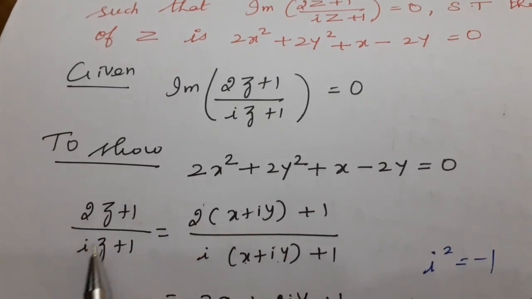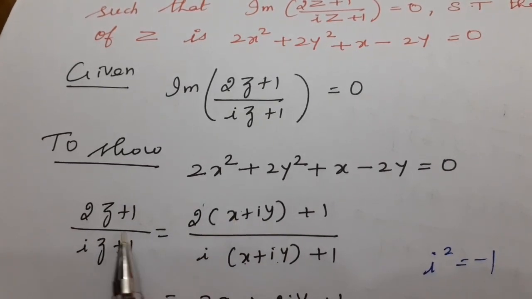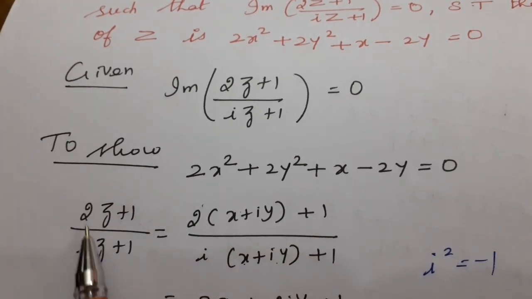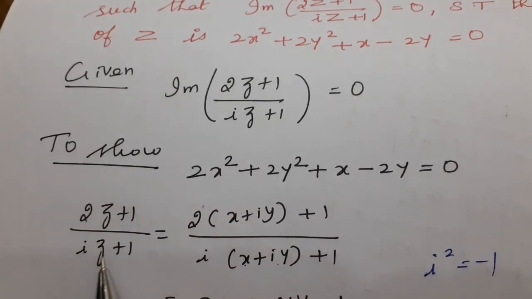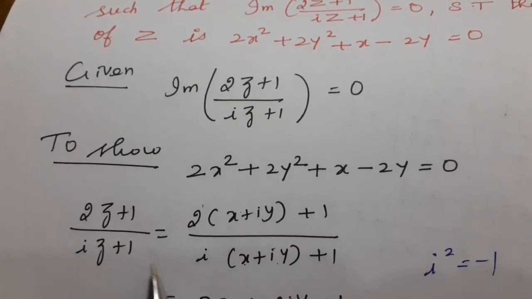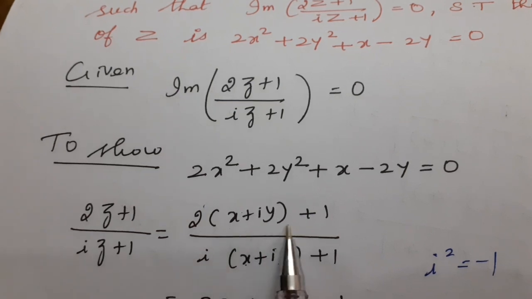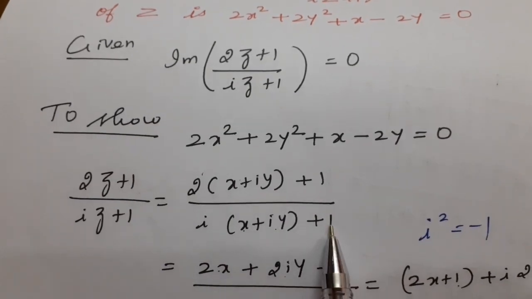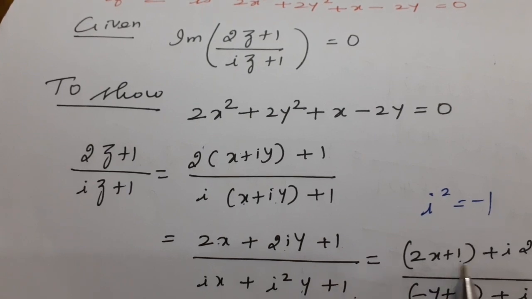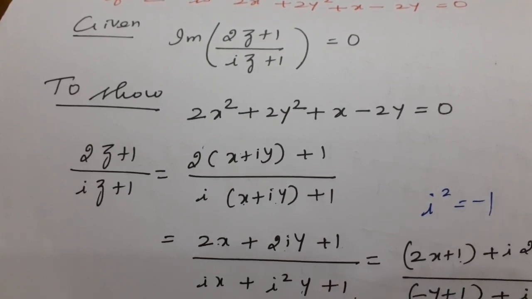What is first? We find the value of (2z plus 1) by (iz plus 1). First find the bracket value. What is the bracket? (2z plus 1) by (iz plus 1). 2 into (x plus iy) plus 1, over i into (x plus iy) plus 1, since z is nothing but x plus iy. After simplification, we multiply. If you multiply, we get (2x plus 1) plus i into 2y, over (1 minus y) plus ix.